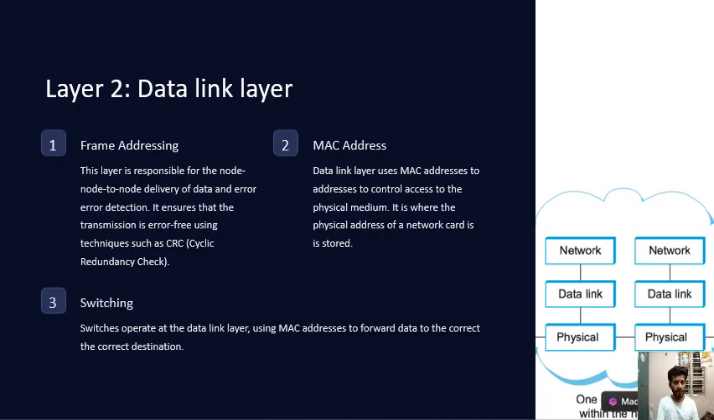Layer 2, Data link layer. Frame addressing: this layer is responsible for the node-to-node delivery of data and error detection. It ensures that the transmission is error-free using techniques such as CRC, cyclic redundancy check. MAC address: the data link layer uses MAC addresses to control access to the physical medium. It is where the physical address of a network card is stored. Switching: switches operate at the data link layer using MAC addresses to forward data to the correct destination.